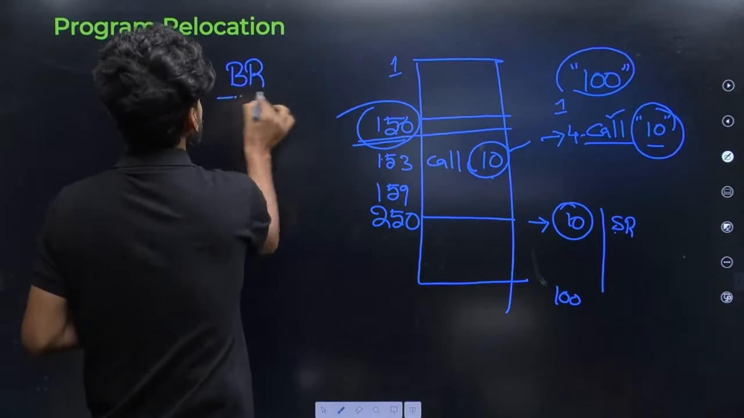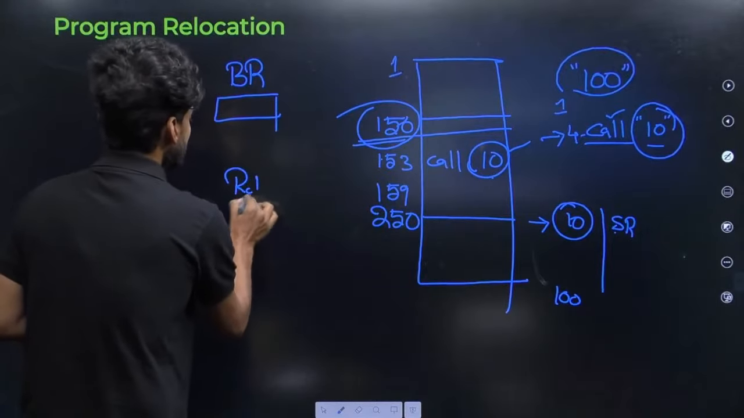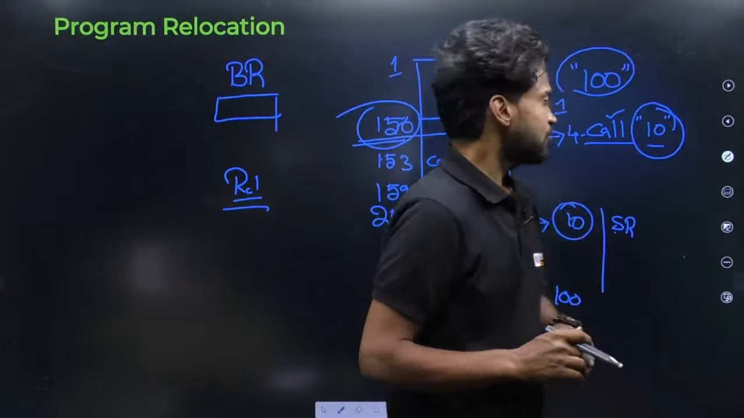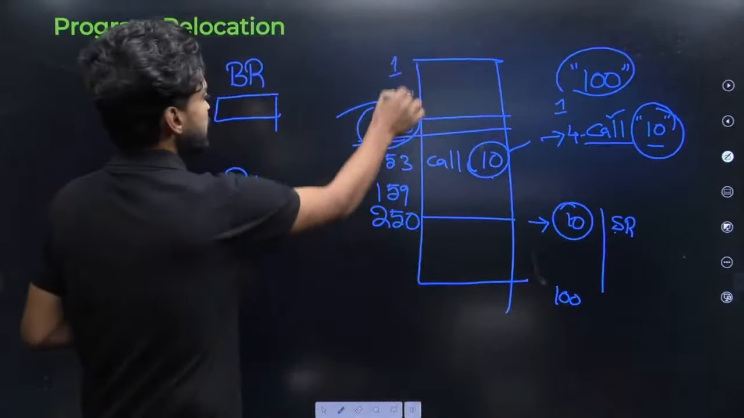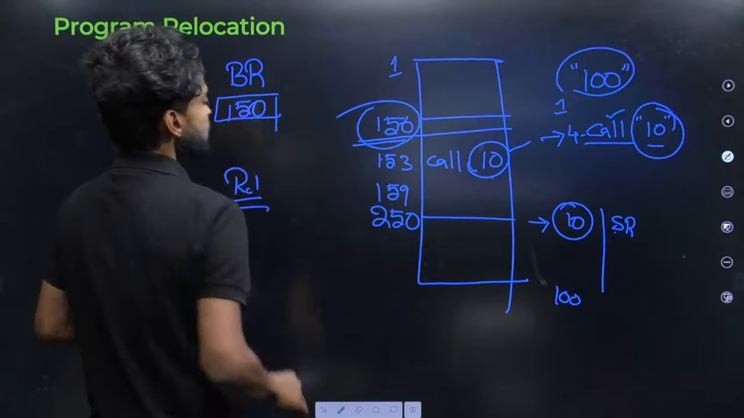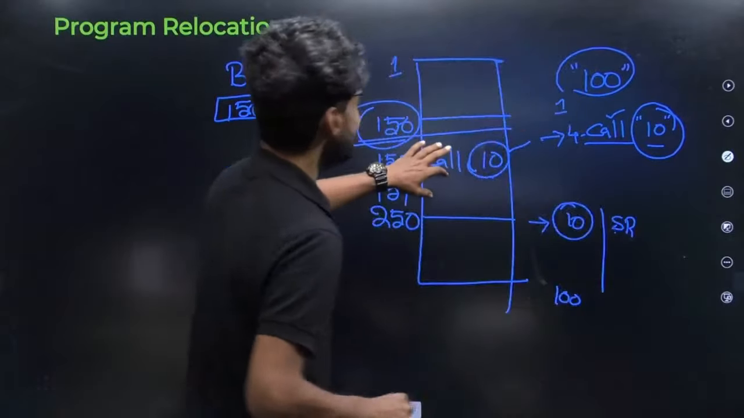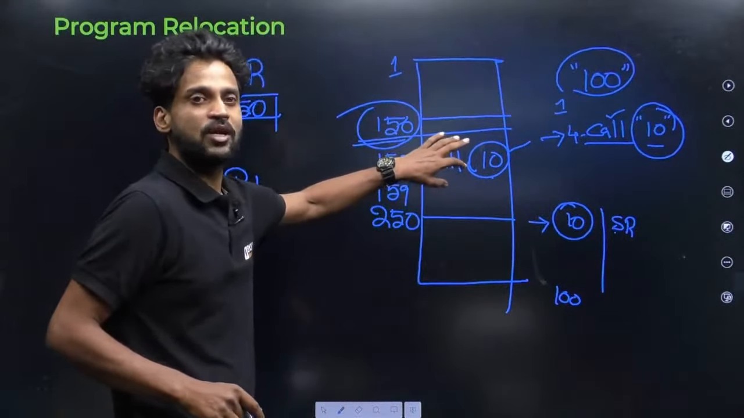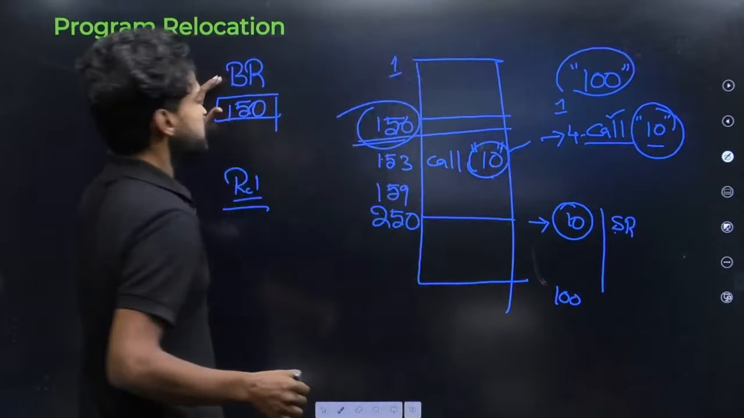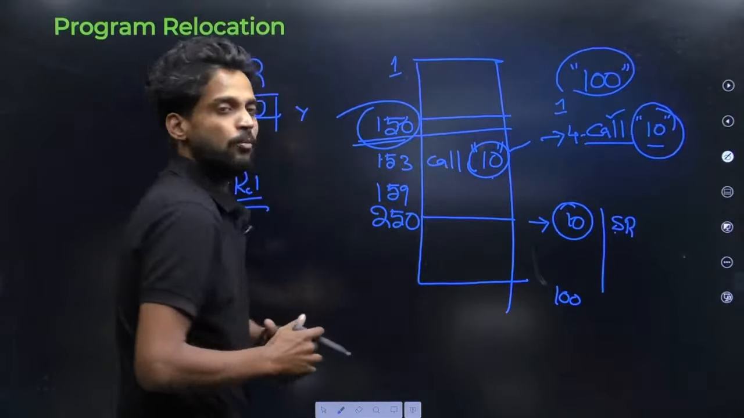One is base register addressing mode and one more is relative addressing mode. The base register addressing mode is very simple. The thing is, every time a program is loaded, the starting address will be transferred to the base register. Whenever you perform this call instruction, it will use base register addressing mode. The address part of the instruction will be added to the contents of the base register, and that will branch you to the appropriate location.